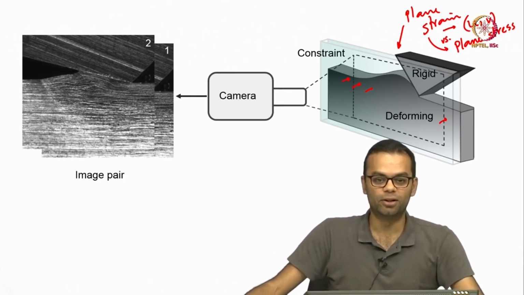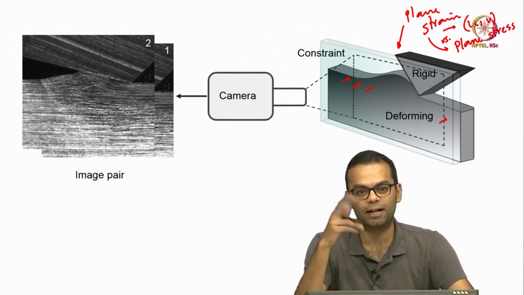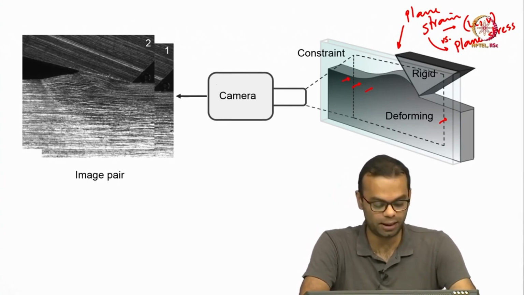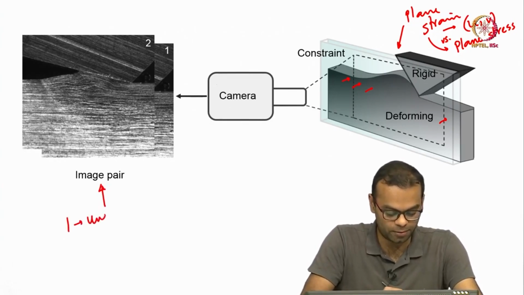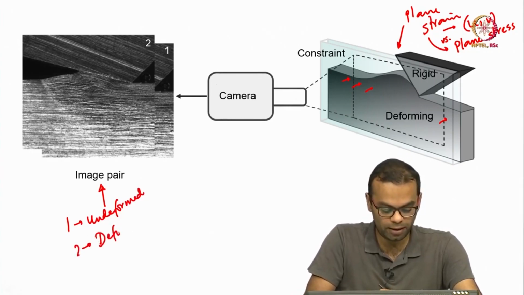If it is a high speed camera, it is going to record at a particular frame rate, but let us say for simplicity we have 2 images from this sequence which we are going to label 1 and 2. So, this is our image pair. So, 1 will be like an undeformed configuration like we drew before, and 2 will be like our deformed configuration.